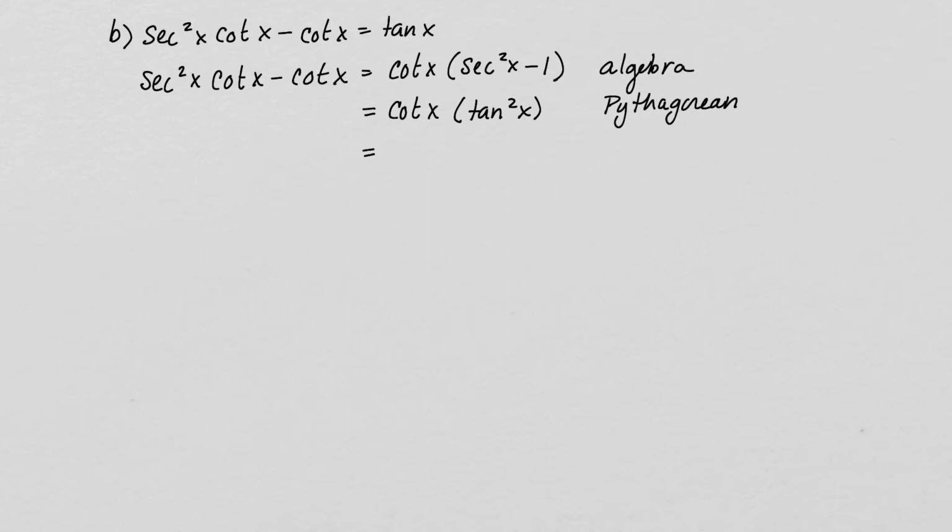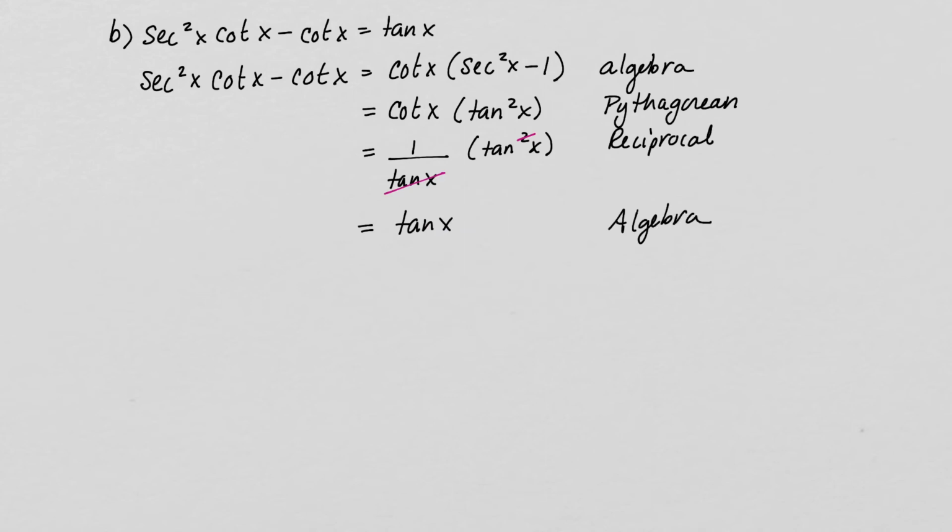And then if you remember, cotangent of x is the same as 1 over tangent of x. So I have 1 over tangent of x times tangent squared x, and that's the reciprocal identity. And then in this step, this tangent would cancel with the square, and we're just going to be left with 1 times tangent, or tangent of x. So all we did there was some algebra. And we got to where we were trying to get to. So we'll do one more.